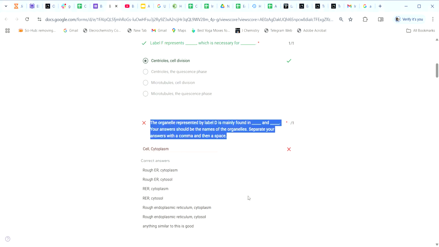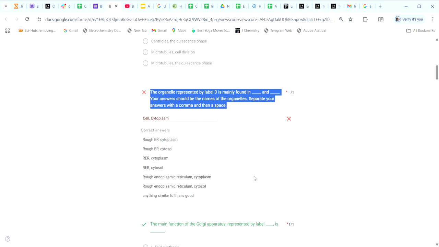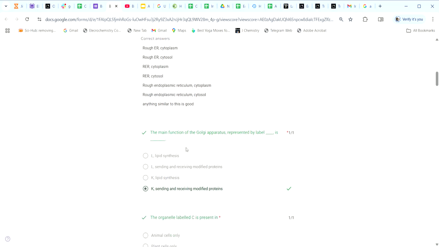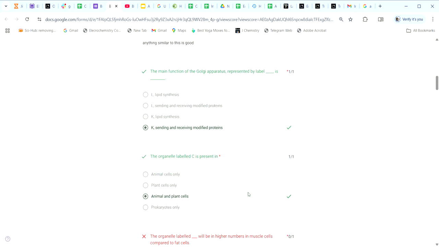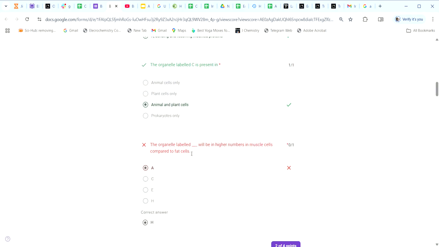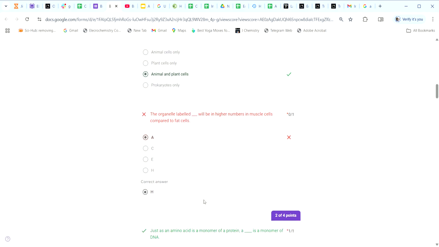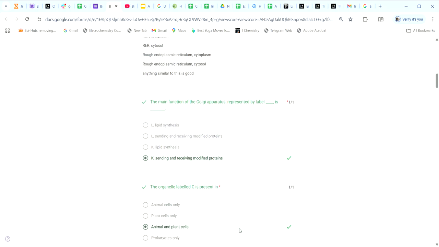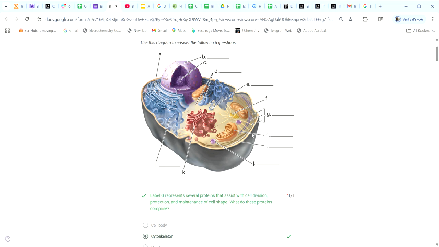Next question. Yes, that's correct. The main function of the Golgi apparatus, represented by the label, is sending and receiving modified protein. The organelle labeled C is in both animal and plant cells. The organelle labeled will be in higher number in muscle than in the other cell, which will be H. So what is actually H? I think lysosome.